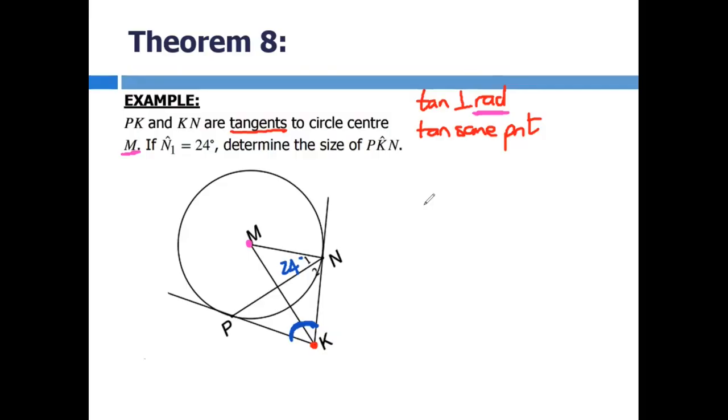Okay, N2 is 66 degrees. Yes, Michelle, brilliant. N2 is going to be 66 degrees. Why? Because our tangent has to be perpendicular to the radius. That has to be 90 degrees. So I'm going to fill that in, 66 degrees.